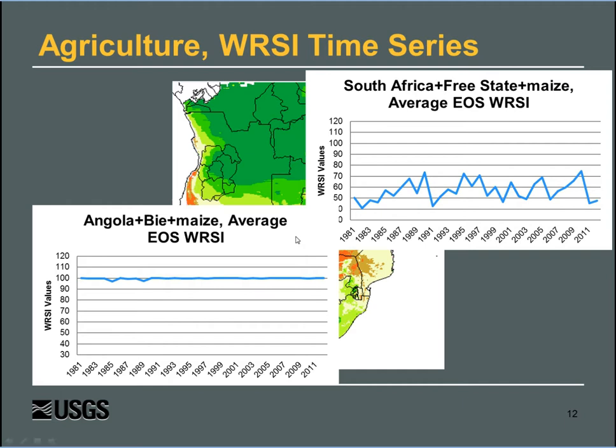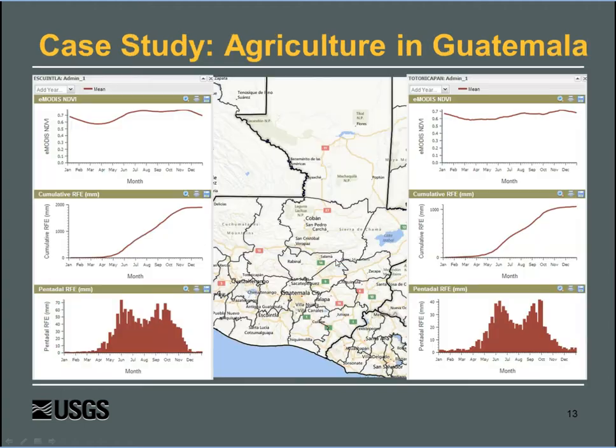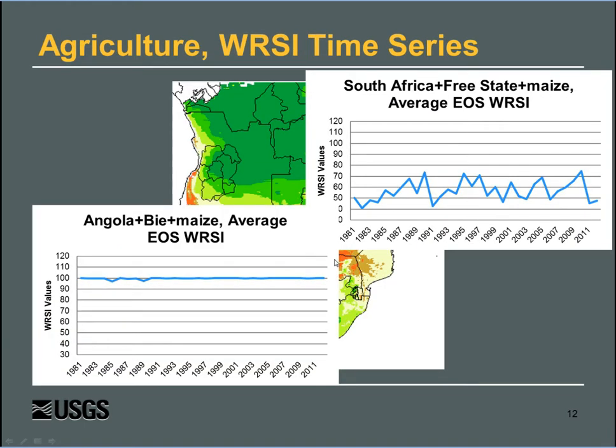Then we look at the WRSI time series for the region in Angola, and then we compare the two and discuss a little bit what they mean. So that's pretty much the whole presentation on understanding my regions, understanding climatology, and understanding the time series to have a better definition of our agroclimatic regions.